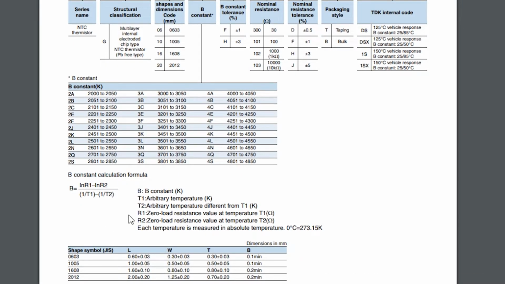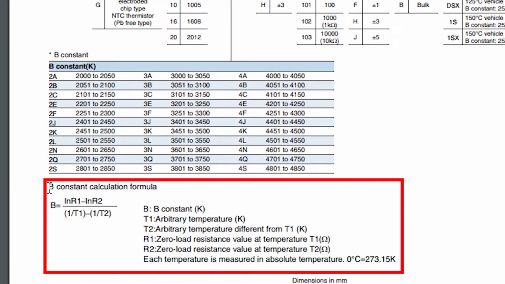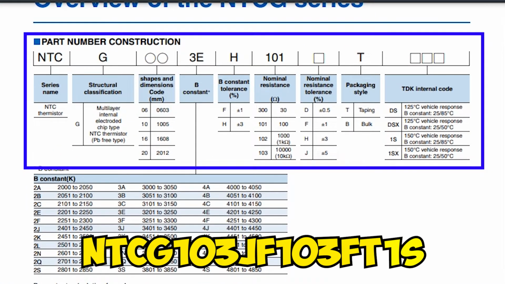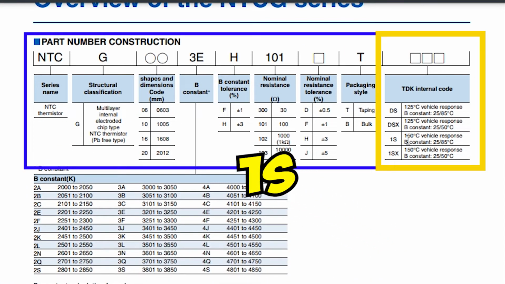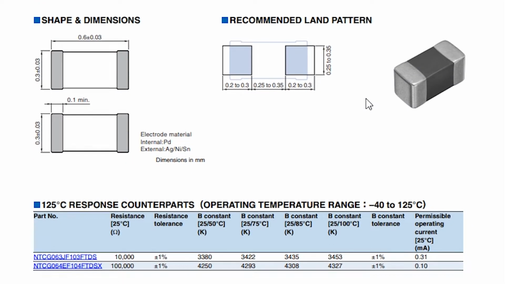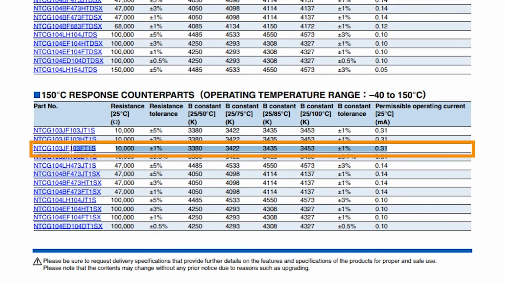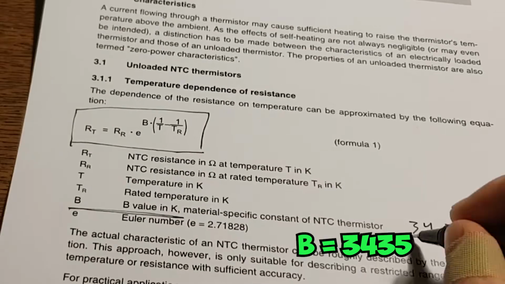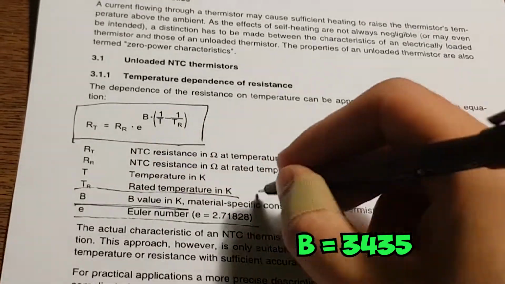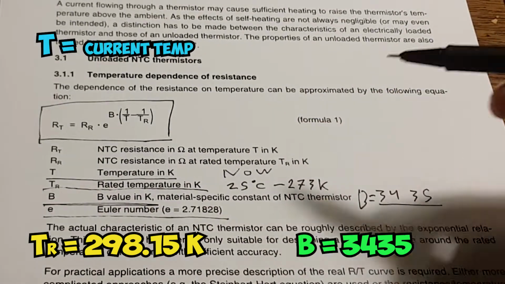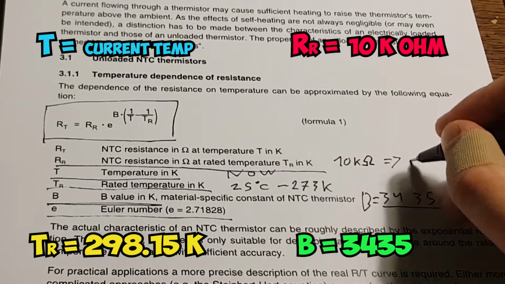Firstly, checking the datasheet, we find a formula for constant calculation, but checking more closely, we can already find the constant for our thermistor. This thermistor ends with 1S, so its range is from 25 to 85 Celsius. Then, if we find the thermistor with the appropriate temperature, we can find the constant, which is 3435. Knowing this constant, after rearranging the formula, we can find the resistance dependent on the current temperature. Tr is equal to 298 kelvins. T is the current temperature. Rr is a resistance rated to temperature Tr.